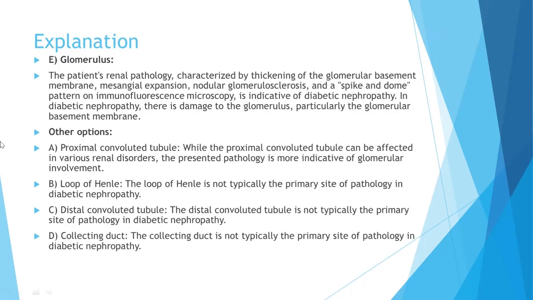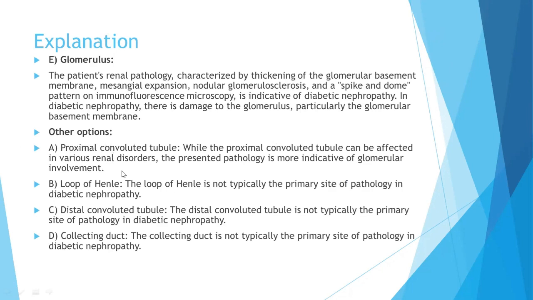As you all know the answer, the patient's renal pathology characterized by thickening of the glomerular basement membrane, mesangial expansion, nodular glomerulosclerosis, and a spike and dome pattern on immunofluorescence microscopy is indicative of diabetic nephropathy. And in diabetic nephropathy, there is damage to the glomerulus, particularly the glomerular basement membrane.